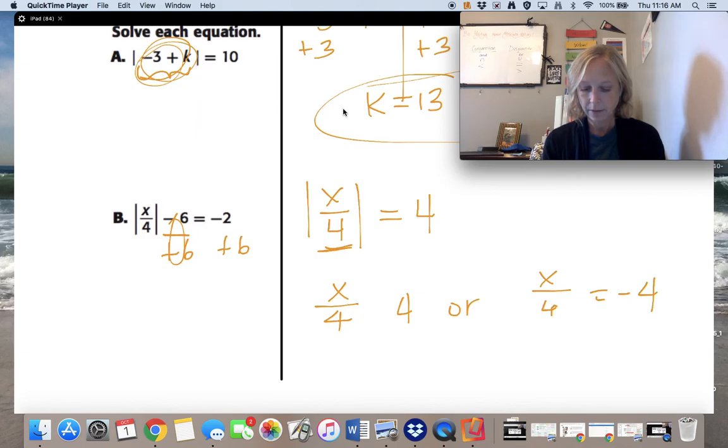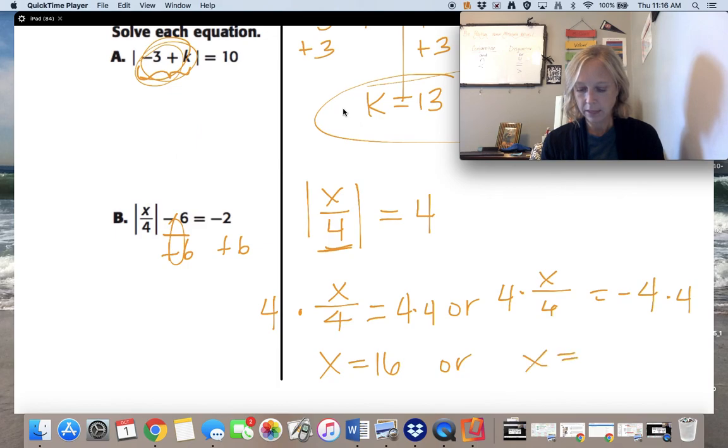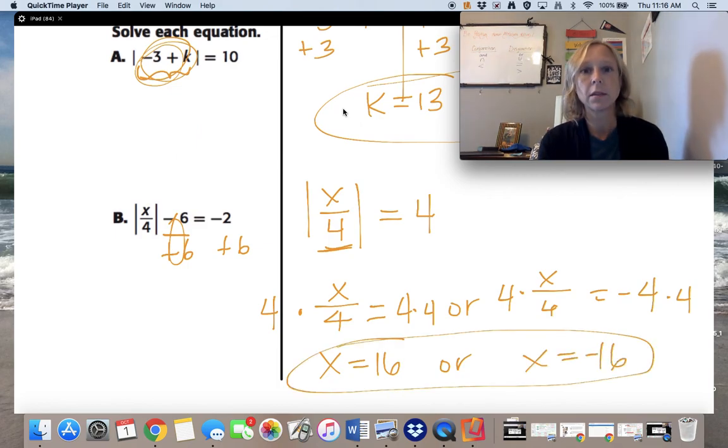Okay. All right, to isolate x, I see it's being divided by 4. The inverse of that is multiplying both sides by 4. X equals 16, or x equals negative 16. Notice in this case, the answers were opposites because all we had was multiplication in our equation.